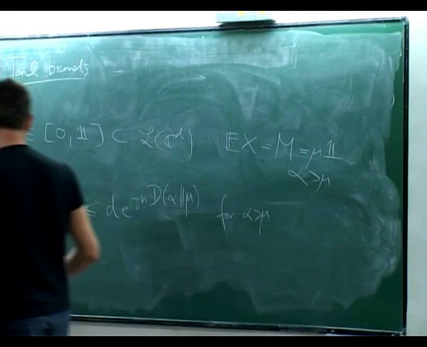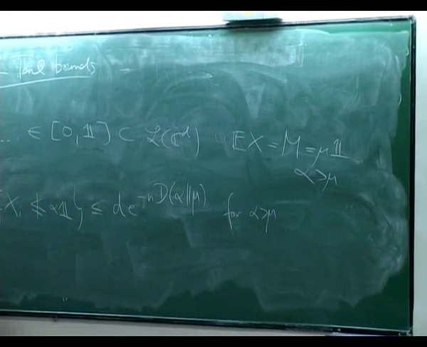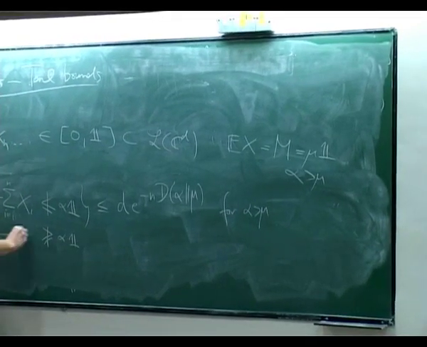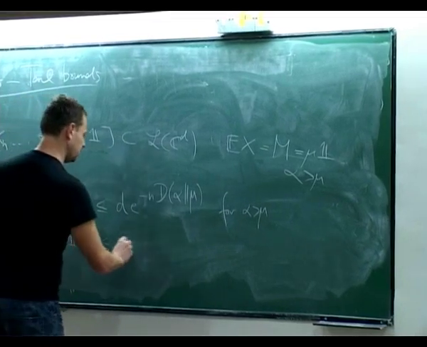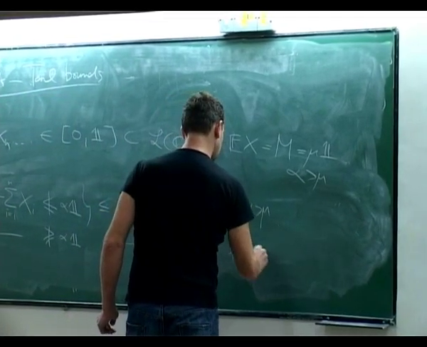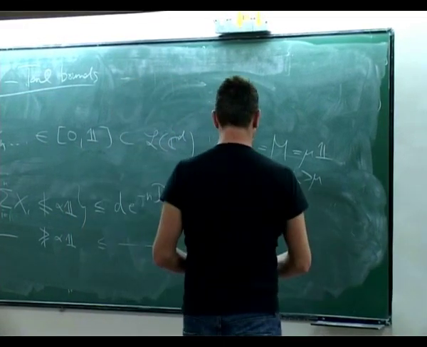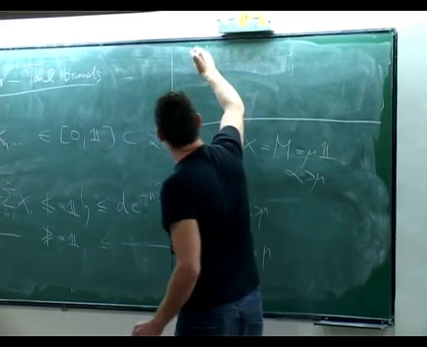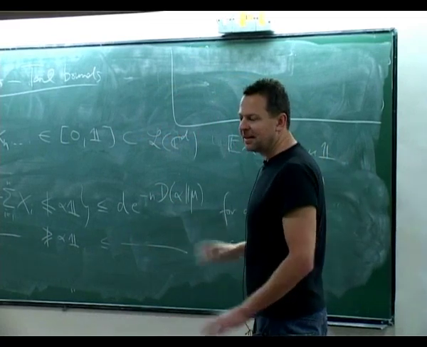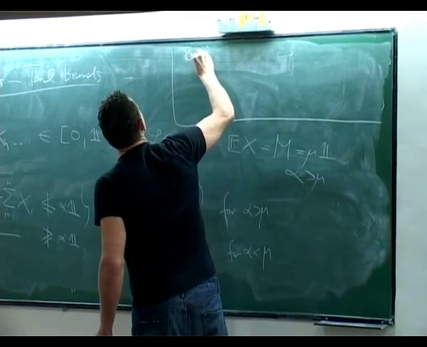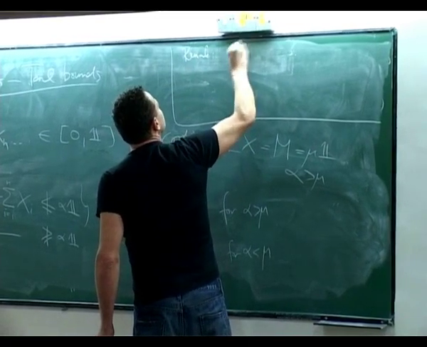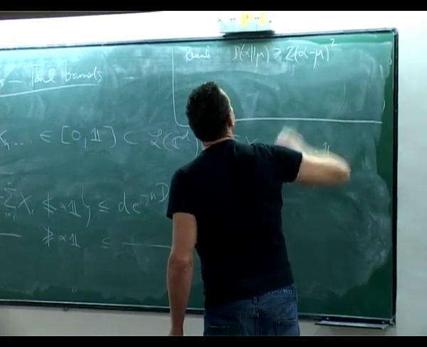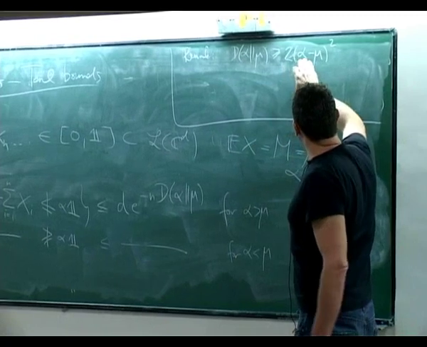For alpha larger than mu, and for alpha less than mu, of course, I have a corresponding bound. And I just want to record two inequalities here because this relative entropy takes some while to get used to. So this is another little remark. The relative entropy of alpha and mu is larger or equal than 2 times alpha minus mu squared. So that's a good bound if the difference here is fixed.